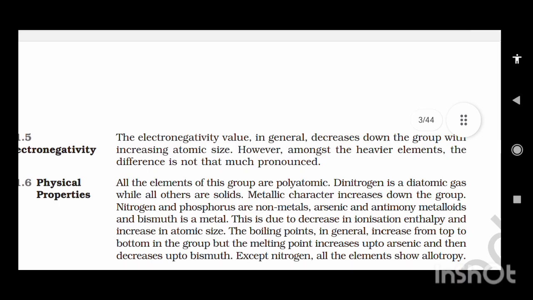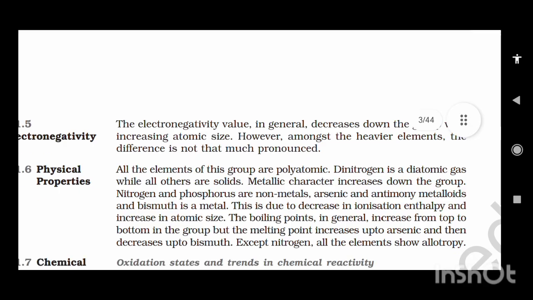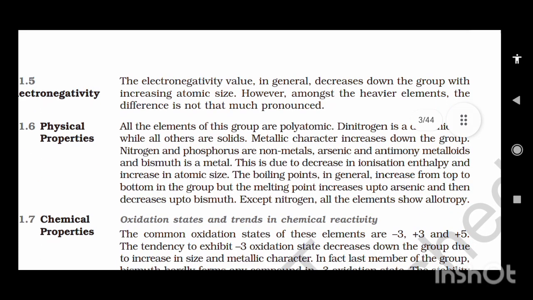Electronegativity. The electronegativity value in general decreases down the group with increasing atomic size. However, amongst the heavier elements, the difference is not that much pronounced. Physical properties. All the elements of this group are polyatomic. Dinitrogen is a diatomic gas, while all the others are solids. Metallic character increases down the group.